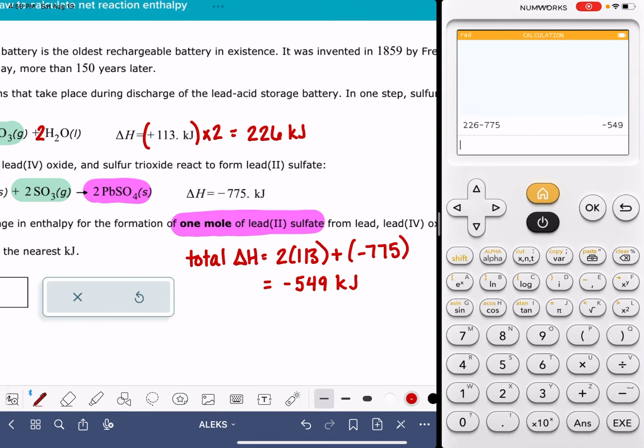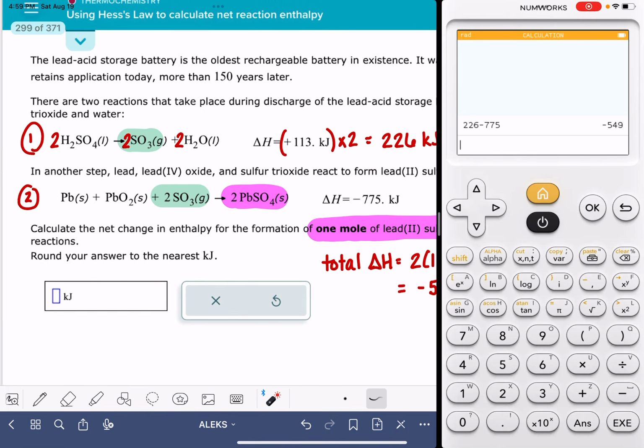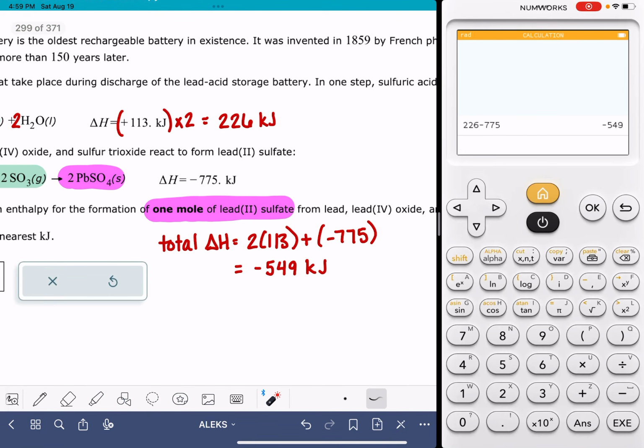Now we're still not quite done because ALEKS is not asking us to calculate just delta H. It's asking us to calculate delta H for 1 mole of lead 2 sulfate. So it doesn't want kilojoules, it wants kilojoules per mole. And what we need to do to get this to the correct number is divide by the stoichiometric coefficient for lead 2 sulfate. So these kilojoules, negative 549, this is for the formation of 2 moles of lead 2 sulfate, not 1. So what we're going to do is divide by its stoichiometric coefficient.